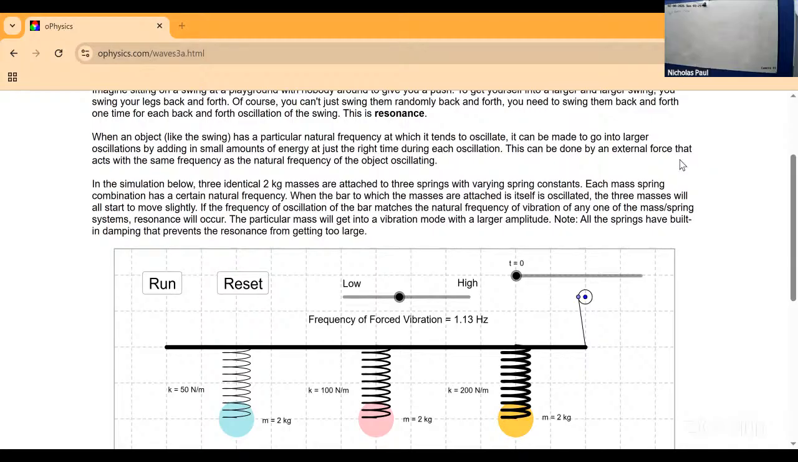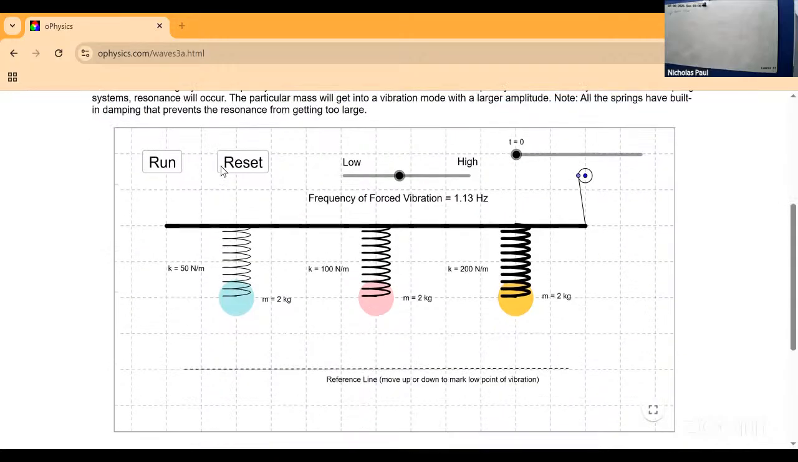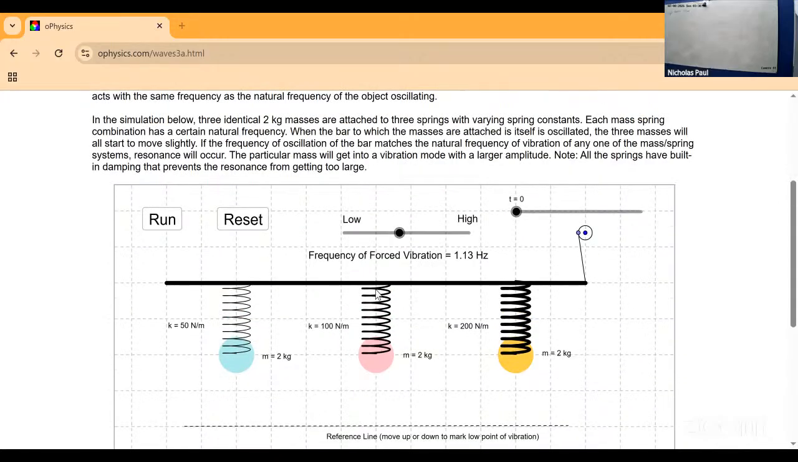Right. This can be done by an external force that acts with the same frequency as the natural frequency. So that's the most important thing for today. Well, for now. Resonance only occurs when both frequencies are matched. This is a very popular example.